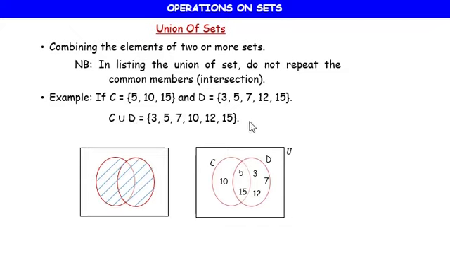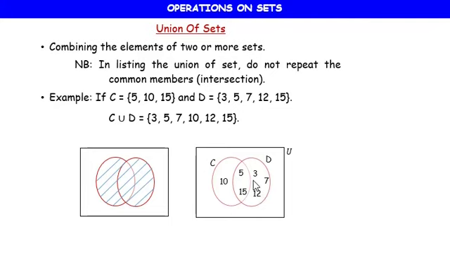So if we are to represent C union D on a Venn diagram, we are going to have the circle for C and the circle for D. Now because they have common members, we are going to put the intersection in the middle here. The common members, that is C intersection D, is 5 and 15. So we're going to place 5 and 15 in the middle here. Then we are going to place the members of C only here, that is 10, and D only here, 3, 7, and 12.